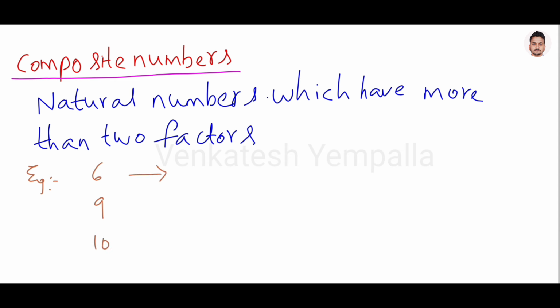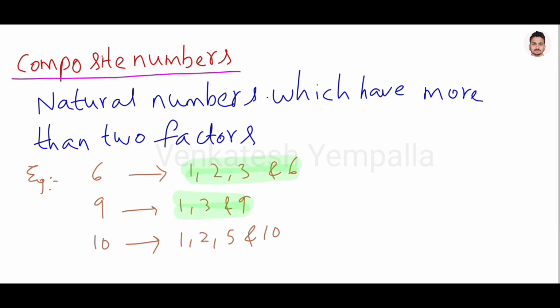For 6, what are the factors? 1, 2, 3 and 6. For 9: 1, 3 and 9. And for 10: 1, 2, 5 and 10. If we observe, these three examples have more than two factors. For 6, 4 factors are there. For 9, 3 factors are there. For 10, 4 factors are there. That is why these numbers come under composite numbers. Composite numbers are numbers which have more than two factors.